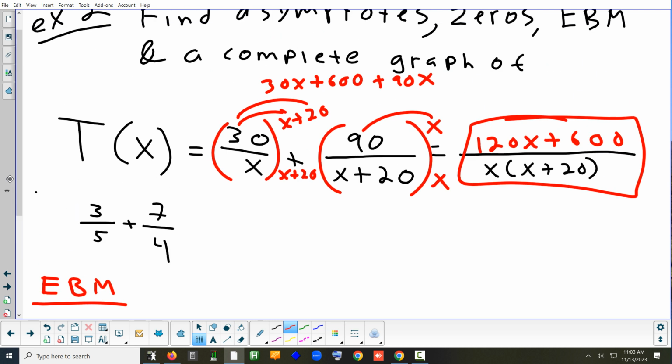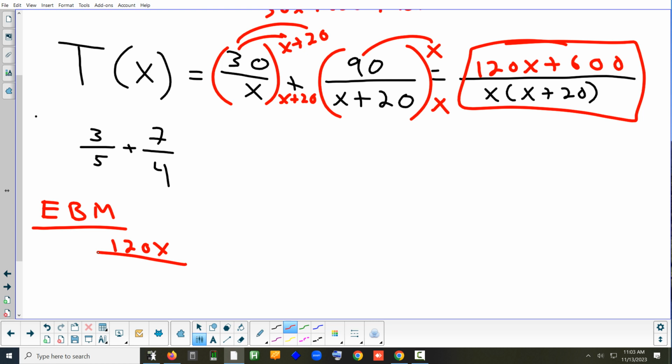Remember, the EBM is the highest degree term in the top, and divide by the highest degree term in the bottom. So you want x over x squared? Right. When you look at it separate, there's no 120 in this at all. But when you put it together, you can see that there is. So the highest degree term in the top, when you combine it, that's the EBM of the top, 120x.